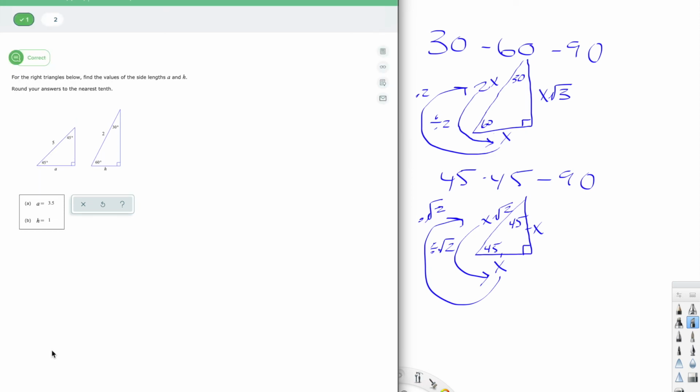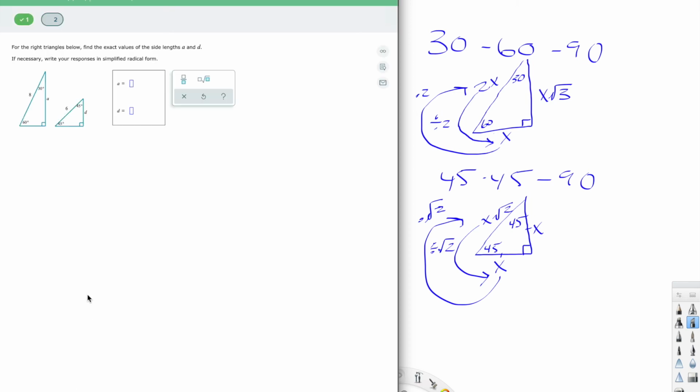Keep moving. Next. So the next one, we're still going to work with some special right triangles here. We're just doing the same exact idea. We just need to decide which direction we are going and how we get there.